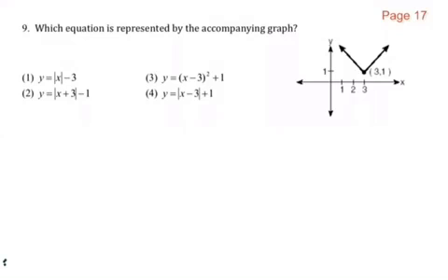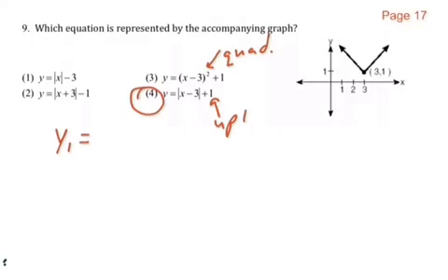Question number 9, the answer should be choice 4. The easiest way to do this would just be to type it into your calculator and look at the graph. Keeping in mind choice 3 has to be a quadratic or a parabola because it's raised to the second power. You can also do this as a shift, realizing this means to go up 1, and this is going to be to the right 3, which is what's happening when you start at 0, 0. You went right 3 and up 1. And again, the absolute value will always be a V shape.